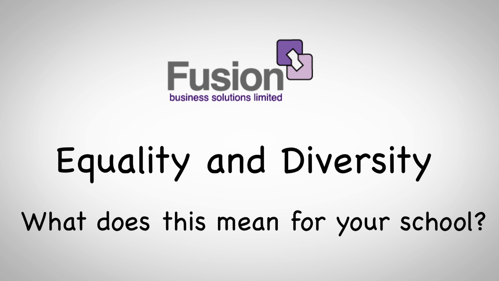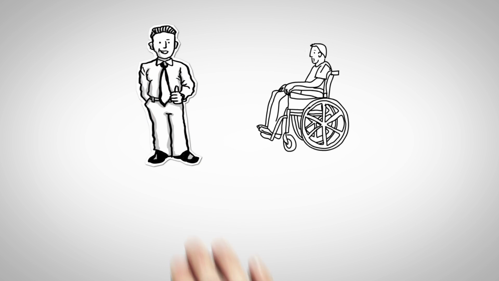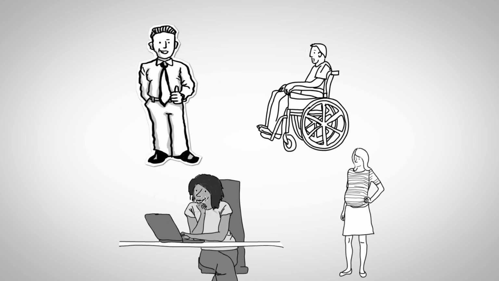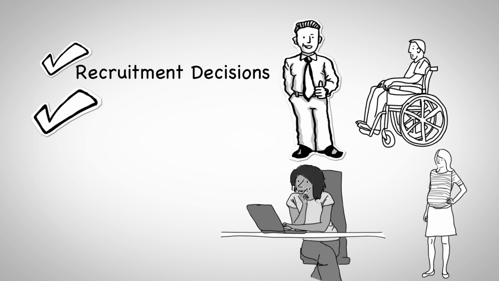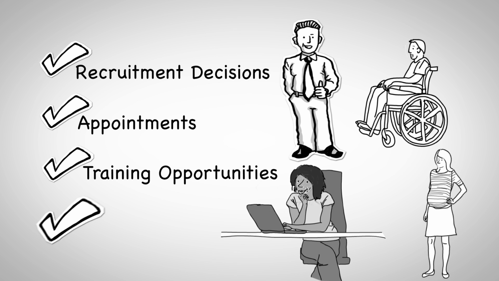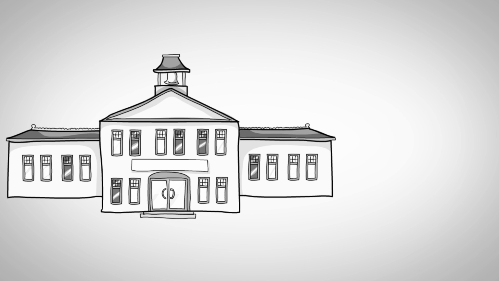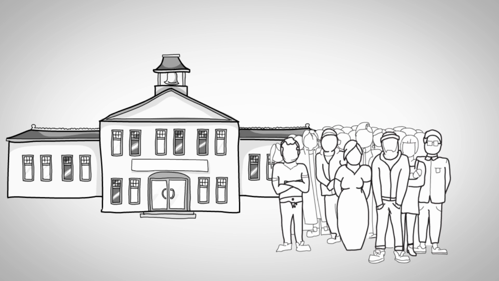Equality and diversity. What does this mean for your school? Equality of opportunities means taking decisions based on an individual's ability. All decisions in your school should be based on merit. This includes your recruitment decisions, appointments, training opportunities and promotions. Everybody in your school should be treated with respect. Mutual respect amongst colleagues is particularly important to ensure that there is no bullying or harassment in your school.